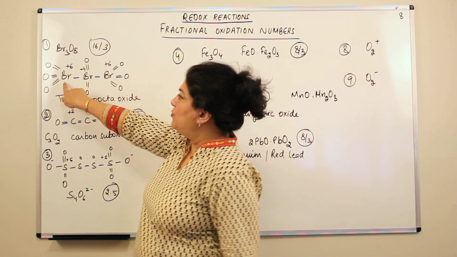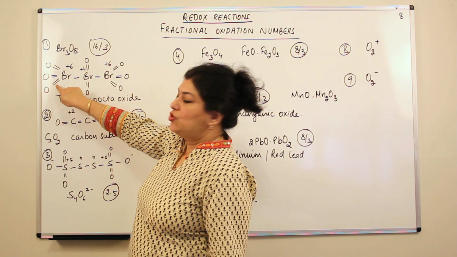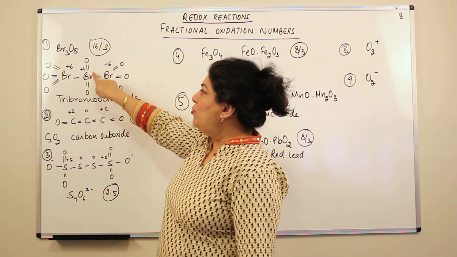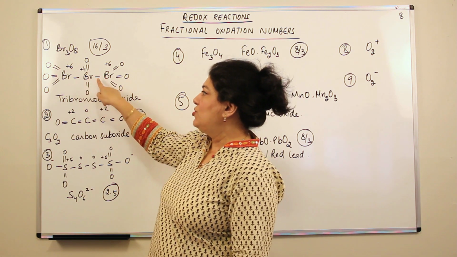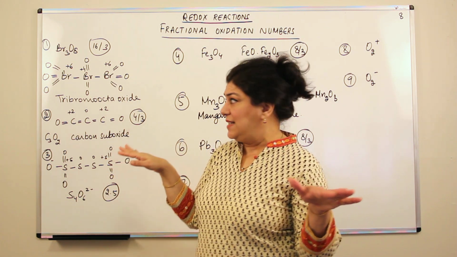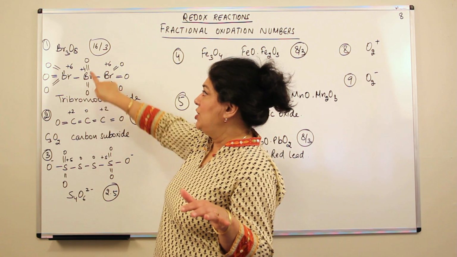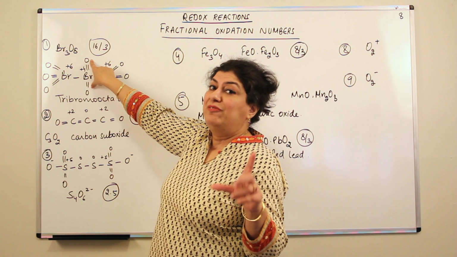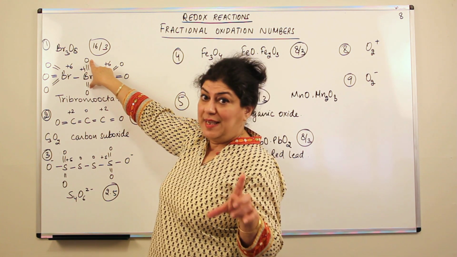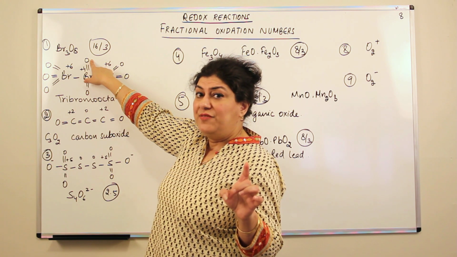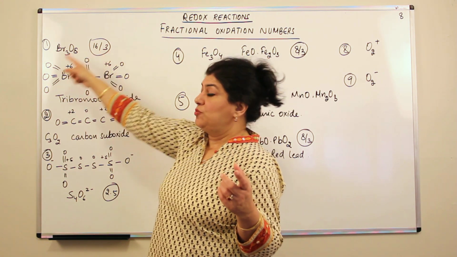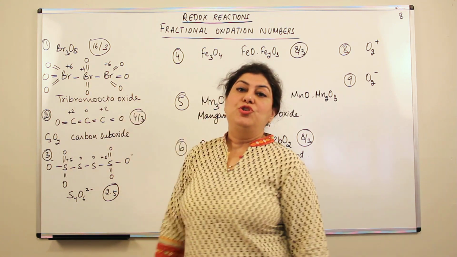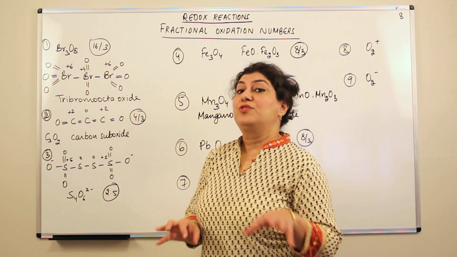It is the same with this bromine. It is attached to 3 oxygens, so -6 charge, balanced by +6. But the bromine in the center is attached to 2 bromines, so they are not contributing to the oxidation state at all. So 0 charge here, 0 charge here. But with the 2 oxygens, both of them have 2 negative charges each, which means 4 negative charges, and since this molecule is neutral, they are balanced by this bromine, which should show an oxidation state of +4.